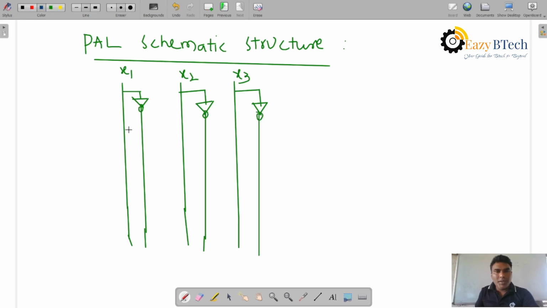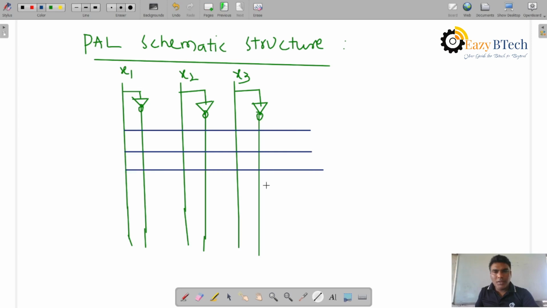Okay, so how many gates have we previously taken? 3 gates. Let us take these 3 gates: 1, and 2, anything we can take one, 3 and 4. Let me take the 4 gates here, which may be connected to the OR gates.